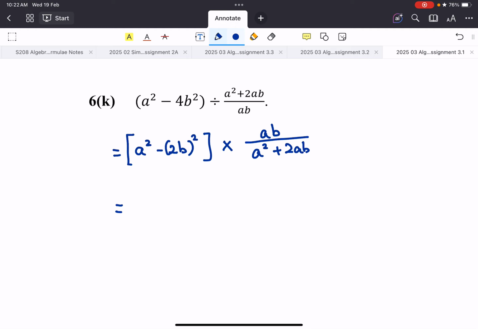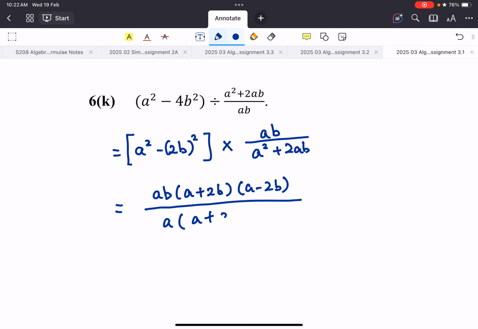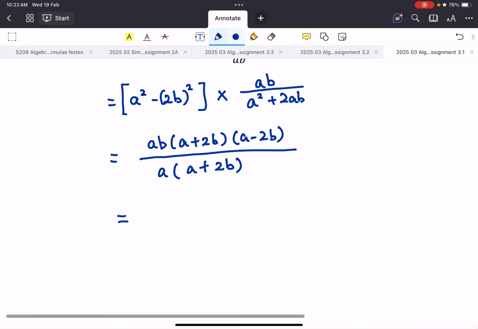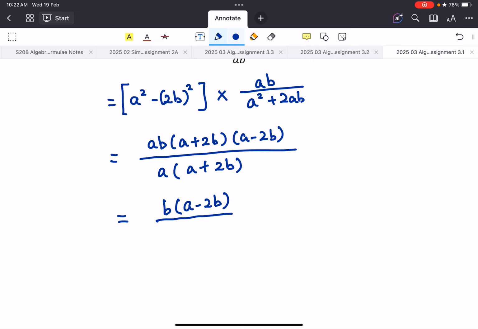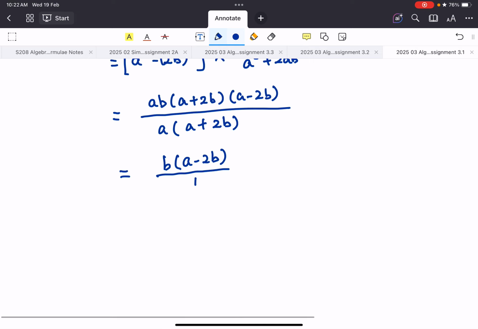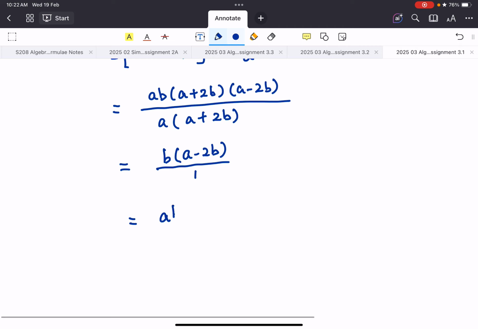Continue to simplify. We will have ab in the numerator times (a plus 2b), over (a minus 2b). In the denominator, we factorize out the a, so we have a plus 2b. Simplifying, we get b followed by (a minus 2b) over 1. That will simplify into ab minus 2b squared. Alright?